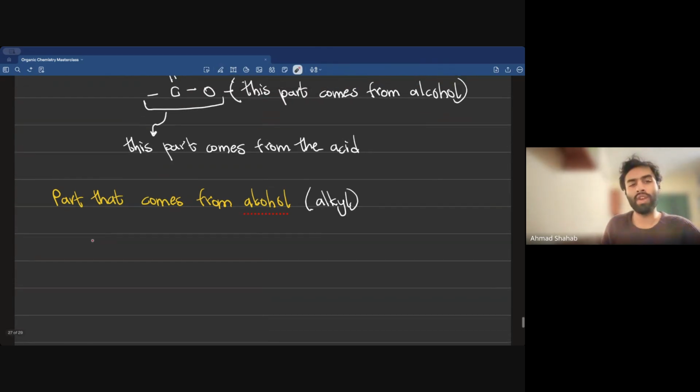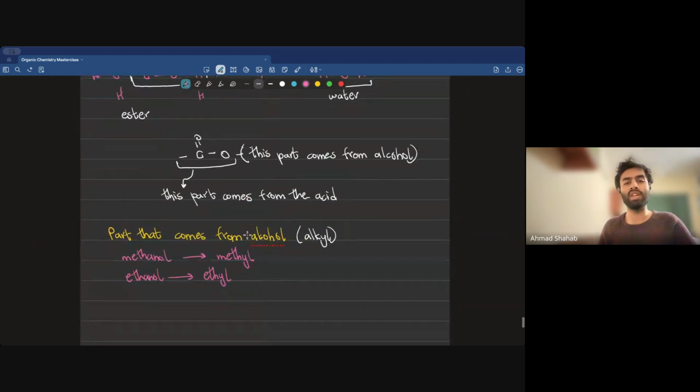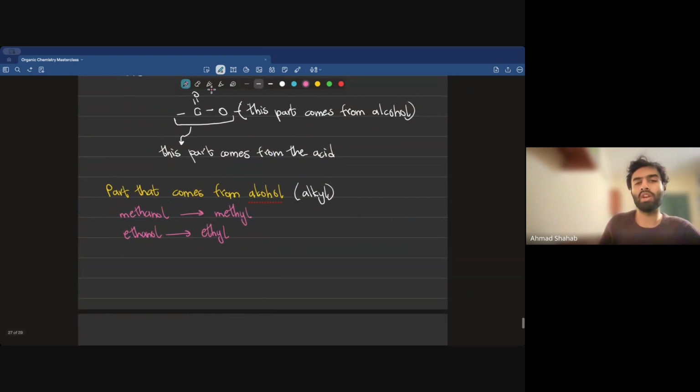For example, if we have methanol, let me just write it down so that it makes a lot of sense for you. If we had methanol, we are going to write methyl, right? If we had ethanol, we are going to write ethyl, right? And this is the part of naming of the carboxylic acid. I'll show you how this ties together. But for now, this is what you should be able to know.